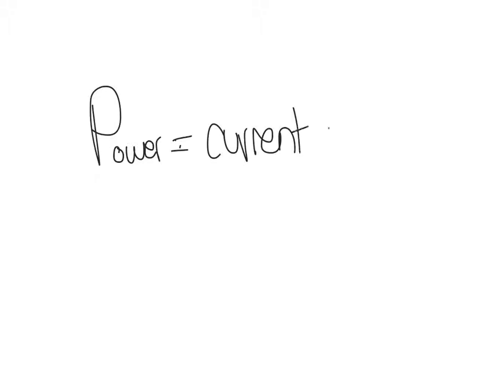Don't worry if you didn't get any of that. The main idea is that you know that power is equal to current times potential difference. The unit of power is still the watts, the unit of current is amps, and the unit of potential difference is volts.